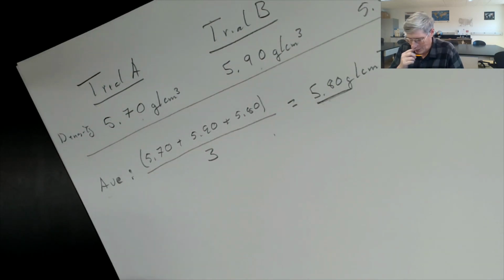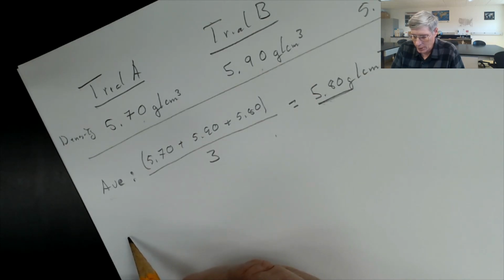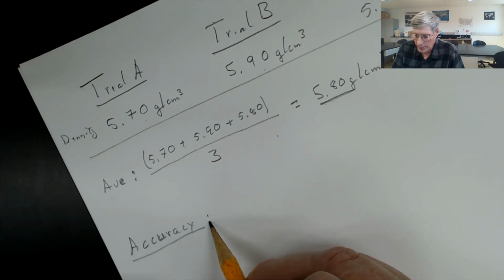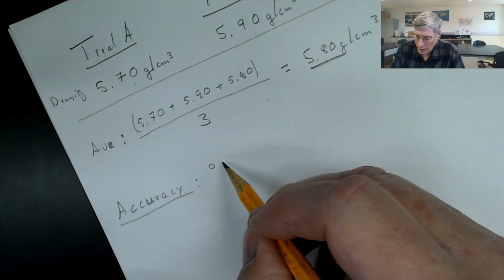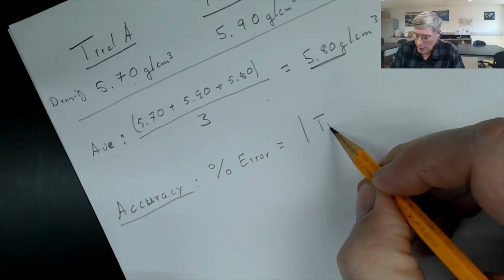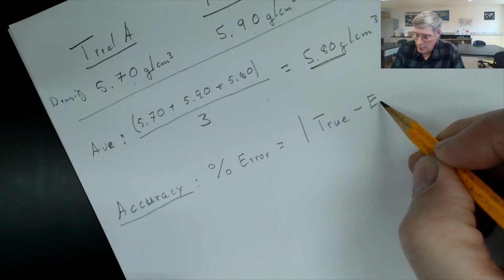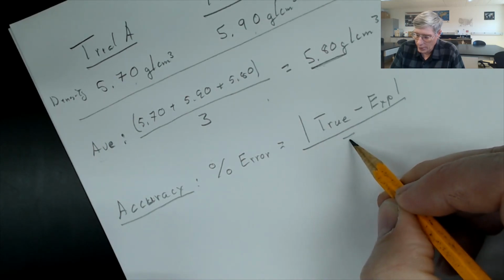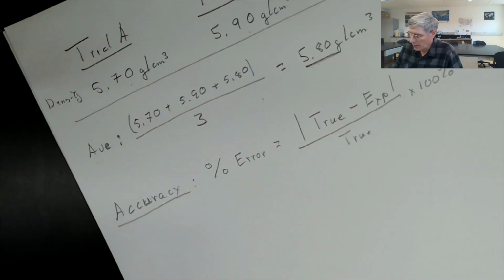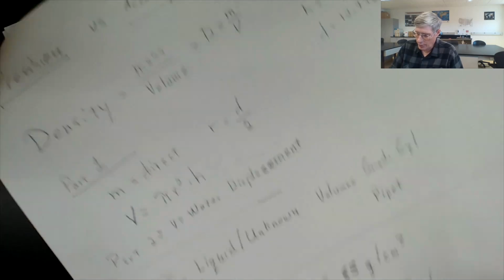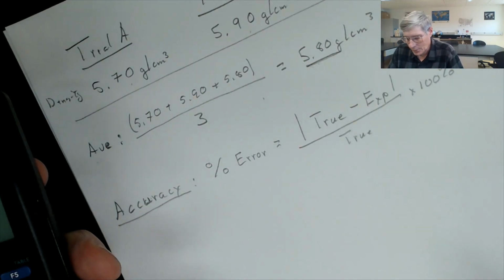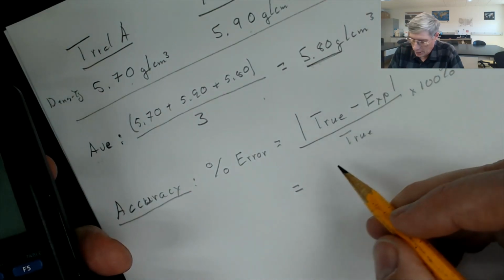Okay, once we have the average, we are now ready to calculate our accuracy and our precision. Accuracy is calculated by doing what is called the percent error calculation. Percent error is the absolute value of the true value minus your experimental, all divided by the true value times 100%. Okay. Particular case, what did we say the true value was? Previous notes said 5.85. That's needed for accuracy. If you do not know the true value, it's impossible to calculate an accuracy. So I'm going to put in those numbers.